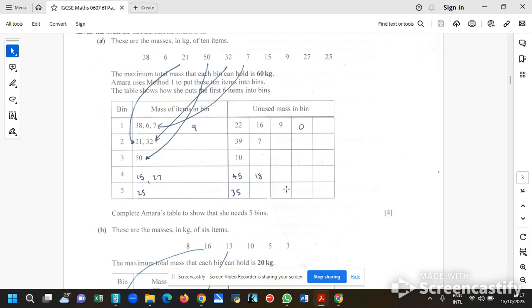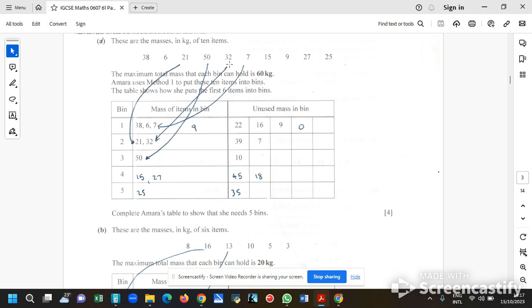So the 21, which is the third mass, will not fit into the first bin. It has to go into the second bin. And then equally, the 50, which comes next, will not go into either the first or the second because at that point, they don't have the capacity for a 50 for the next package. But the second bin does have capacity for the 32, which comes next.